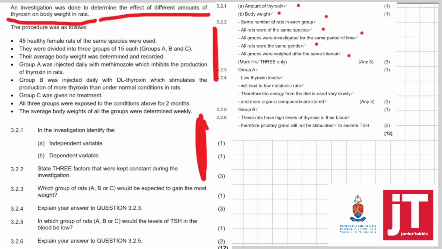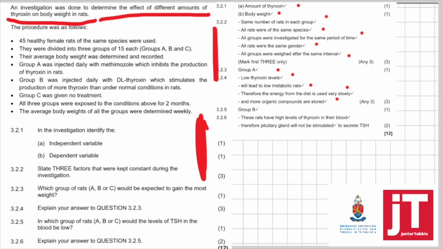323. Which group of rats, A, B, or C, would be expected to gain the most weight? Of course, it's going to be group A. And then they ask you to give a reason. Group A will have the lowest thyroxine levels, which will lead to a low metabolic rate. Then the energy from the diet is used slowly, and more organic compounds are stored, which will lead to an increase in weight.